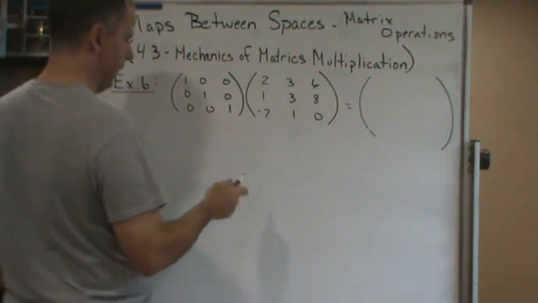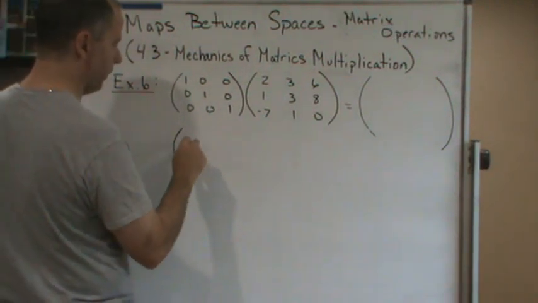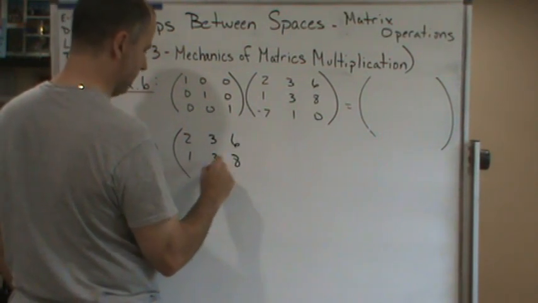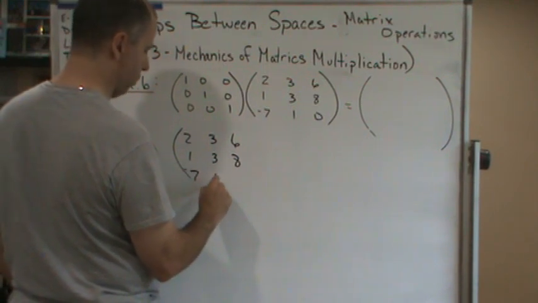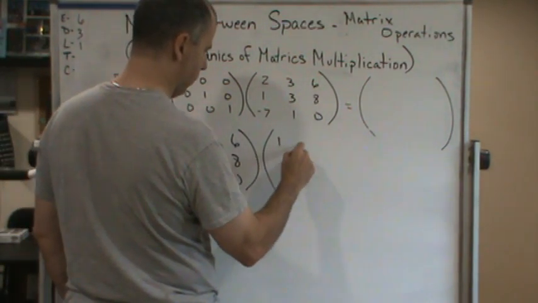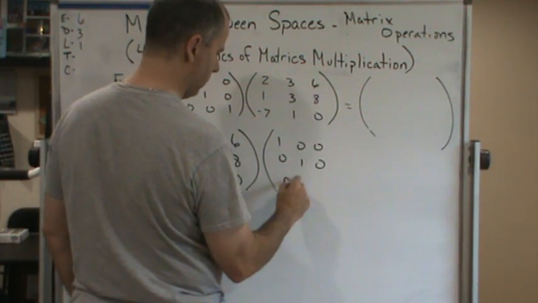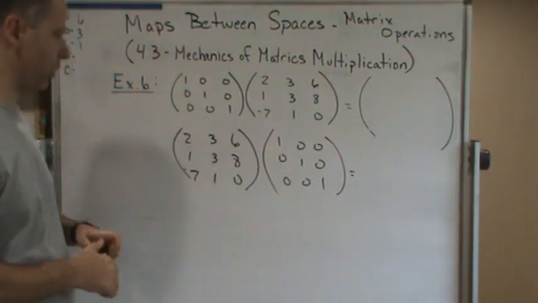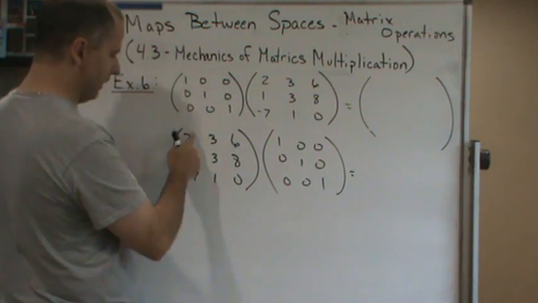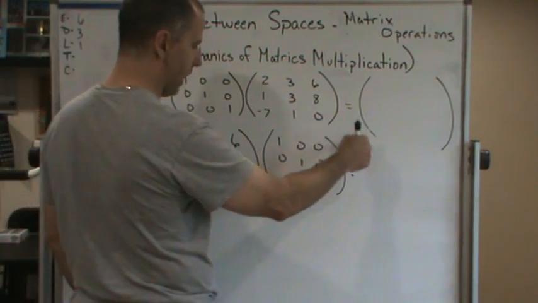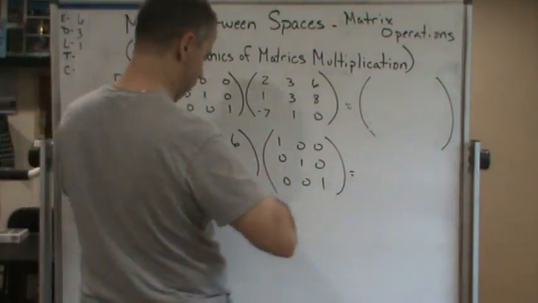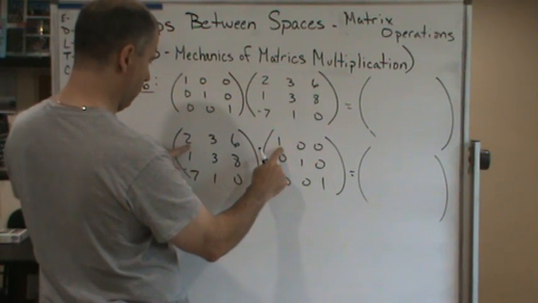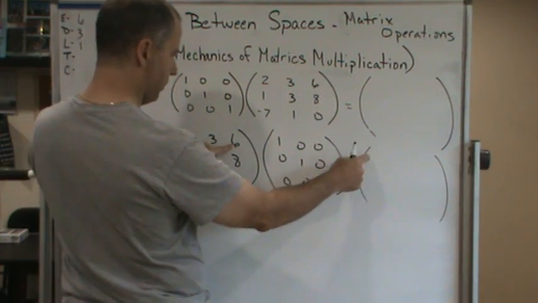Now also, as you can see here, if we do it this way, if I do 3, 6, 2, 3, 6, 1, 3, 8, negative 7, 1, 0. And let's do it on this side: 1, 0, 0, 0, 1, 0, 0, 0, 1. Well, what's going to happen on this side? Well, now it's columns, right? So what is this going to do? This one is going to copy this column into the first column of the result. Let's watch what happens. So 2, 0, 0. Boom.